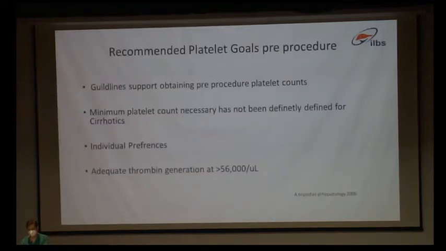Now, the most important thing is, what is the recommended goal for platelets pre-procedure? As I was trying to find out, I actually found that there are no guidelines for patients with liver cirrhosis. All these guidelines are for the general population. Most of these guidelines are based on individual preferences. The reason behind a platelet count of more than 50,000 being preferred is possibly because of adequate thrombin generation at 56,000, which was seen in an old paper in 2006.